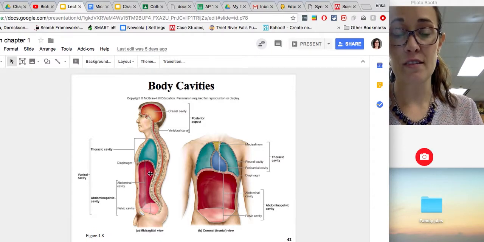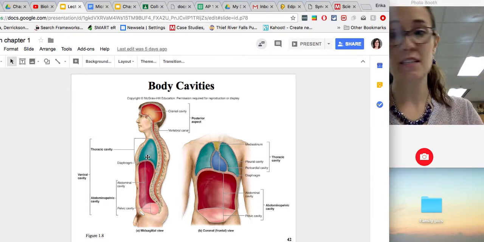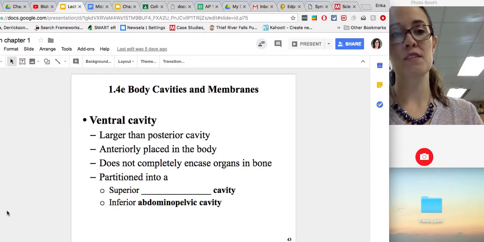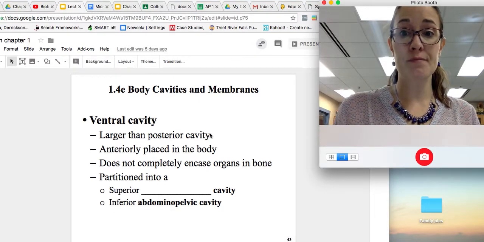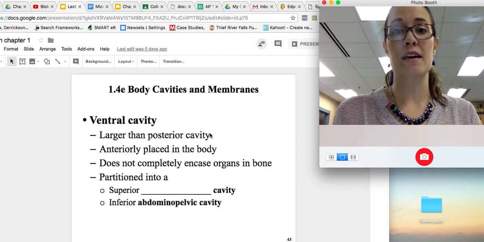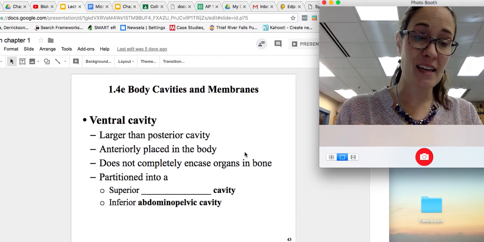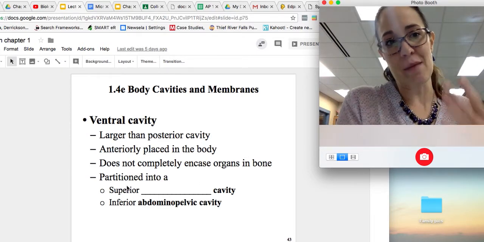Everything else, this aqua, red, pink area, is your anterior cavity, or ventral is another name for that. The ventral cavity is larger, and it's in the front, like we said, and not every part of the body is completely encased in bone. And it's partitioned, that means separated.